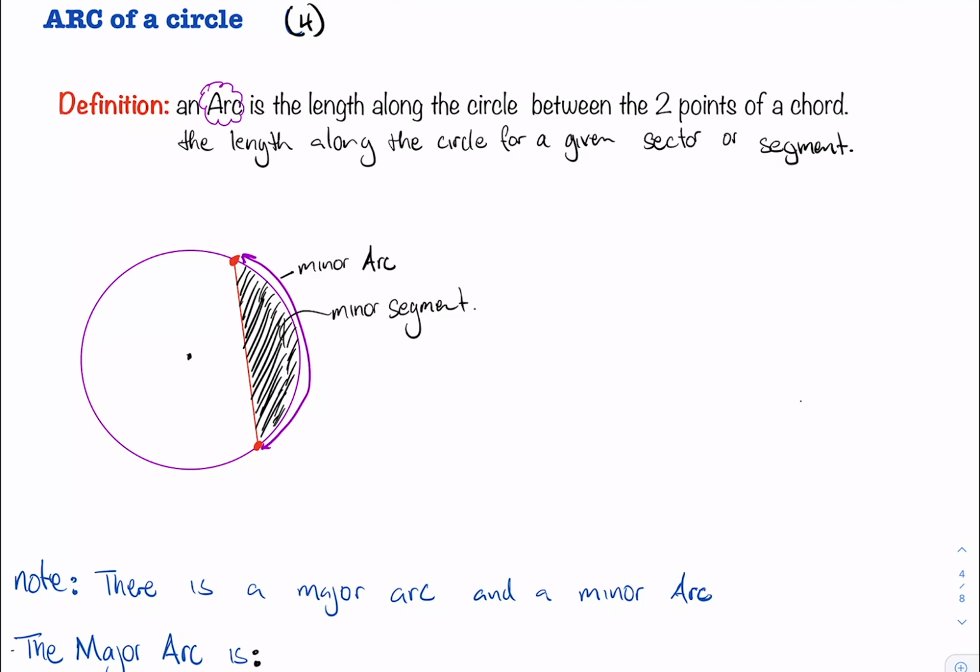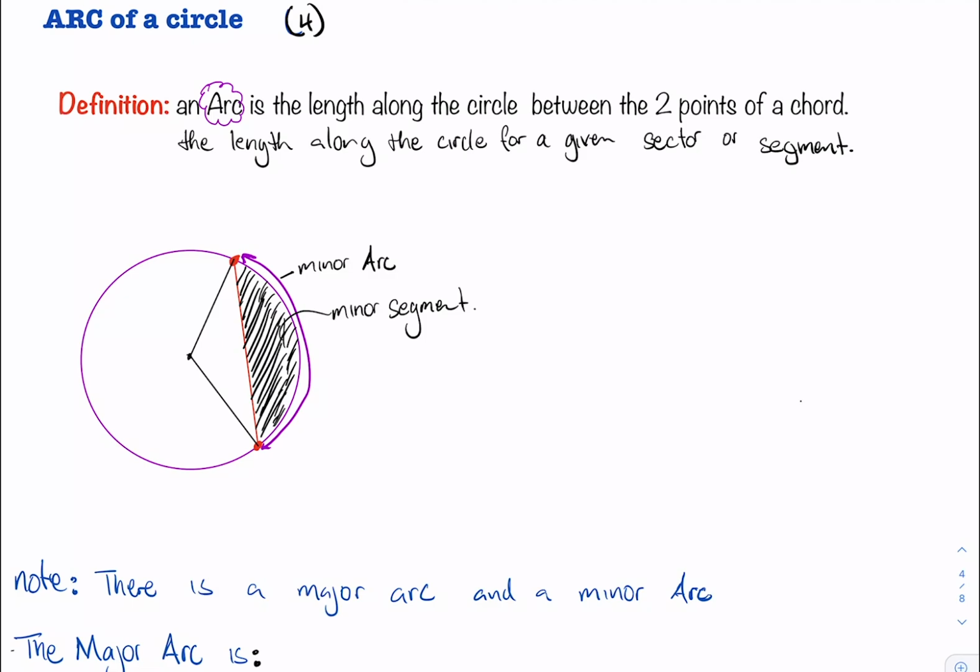So we don't just think about it as the length along the circle between 2 points of a chord. We also think about it as the length along the circle for a given sector or segment. So here I'm going to draw in my sector. We still have a chord on our circle, and we still have an arc along our circle. I can interpret the arc with the chord, the segment, or the sector.